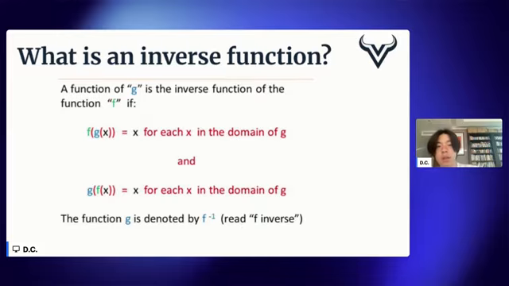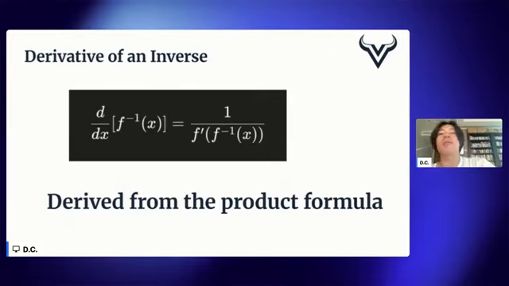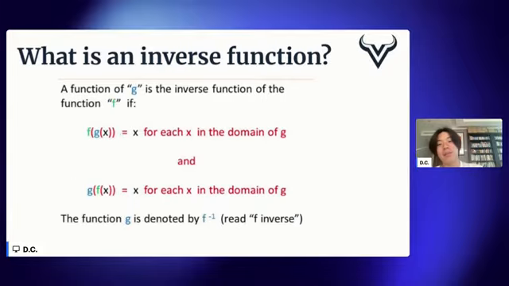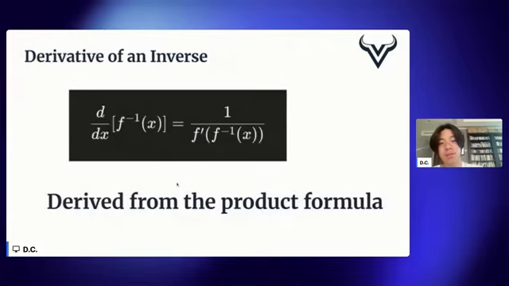The function g is denoted by f to the negative 1, which is f inverse in this case. The derivative formula is that the derivative of the inverse is 1 over the derivative of f of the inverse of x. I know I'm reading it wrong, but I'm pretty sure you guys can understand this. If you want to prove it, just go back here, look at f of g of x, and plug in the product formula, and you will get exactly what I get.